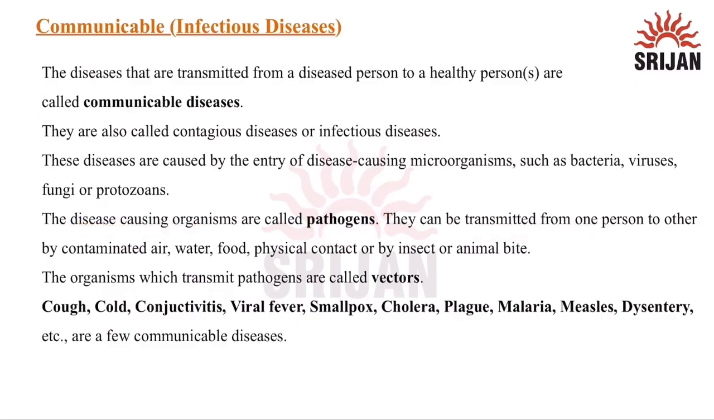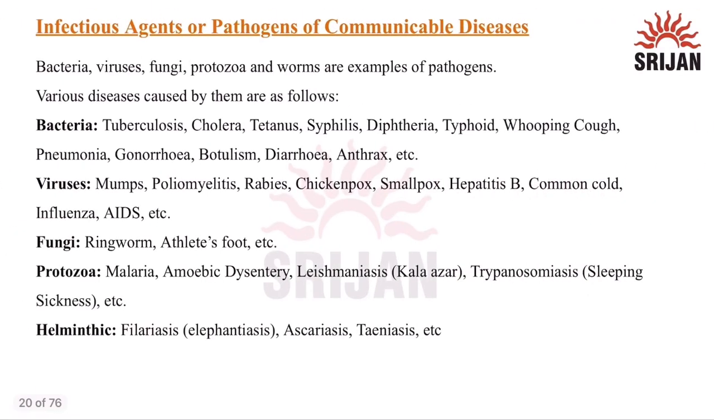They can transmit from one person to another person by contaminated air, water, food, physical contact, or by insect or animal bite. The organisms which transmit the pathogen, like the housefly, are called vectors. Diseases like cold, cough, conjunctivitis, viral fever, smallpox, cholera, plague, malaria, measles, dysentery, etc. are a few communicable diseases.